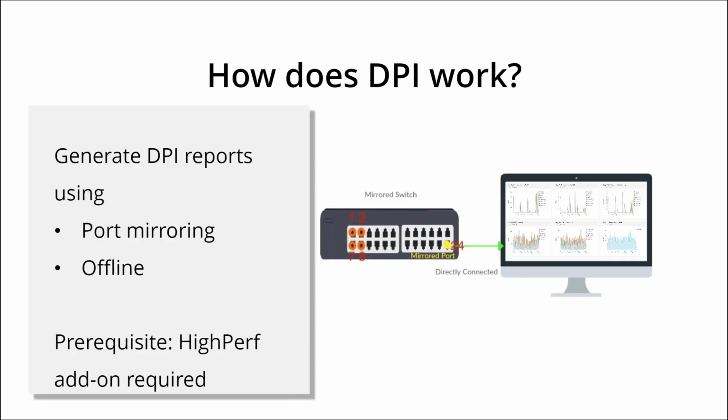In order to verify that, you can use the DPI. Here again, DPI is an add-on irrespective of what version of NetFlow Analyzer you go with. So how does this work? It's very simple. You can use two different mechanisms. One is generating the DPI reports using port mirroring.